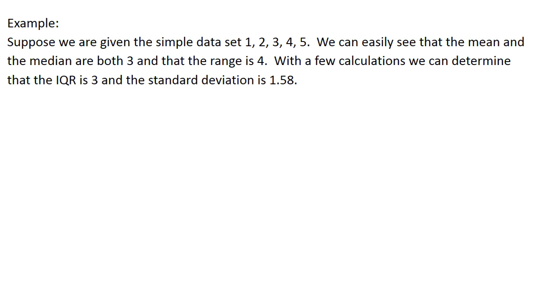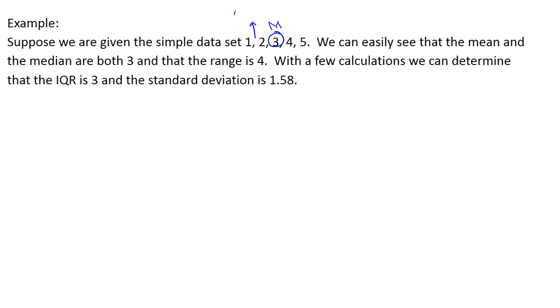So let's suppose we're given a simple data set 1, 2, 3, 4, 5. We can easily see that the mean and the median are both 3. So here's the median. And that the range is 4, meaning 5 minus 1. With a few calculations, we can determine that the IQR is 3. Let's just make those really quickly.